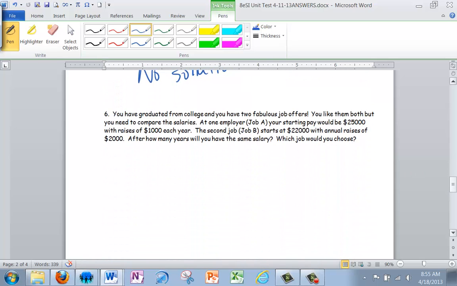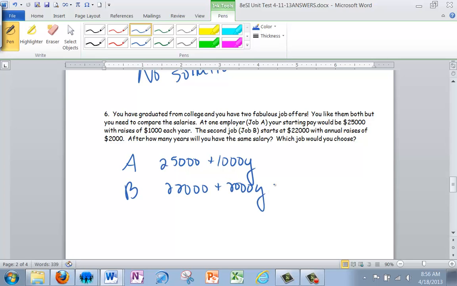All right, number 6. Most of you did very nicely with this one. You needed to write the expression for job A and for job B. Job A would have been $25,000 plus $1,000 per year. Job B would be $22,000 plus $2,000 increase per year. And if you want to have the same salary, that means you set these two things equal, and then solve for y.